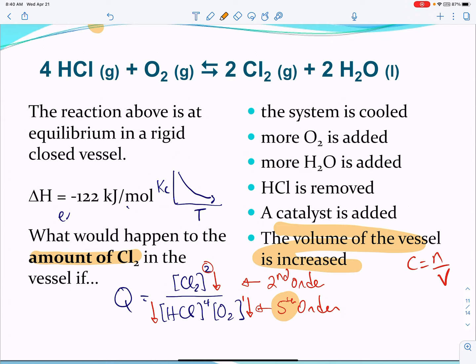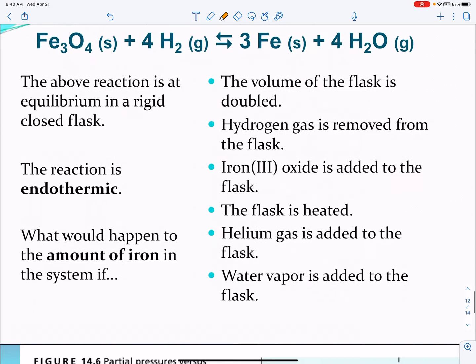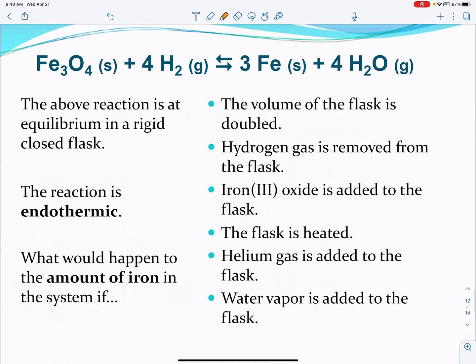All right, so that one, you had to consider the orders on top and bottom in Q to figure out what happened. It's a little bit tougher. Okay, so this next one, I'm going to get you to treat this more like a multiple choice question. So I'm not going to fully explain everything. If you're not sure of one of my answers at the end, you can ask me in class or ask me on Classroom.